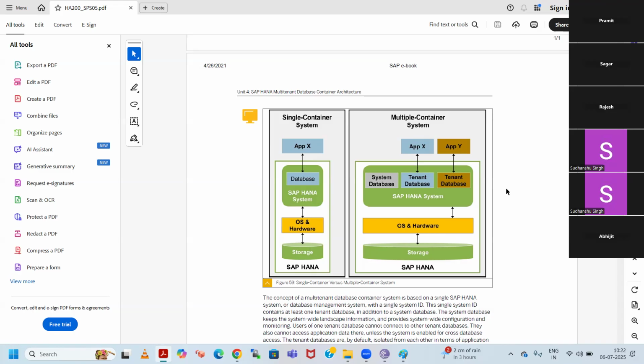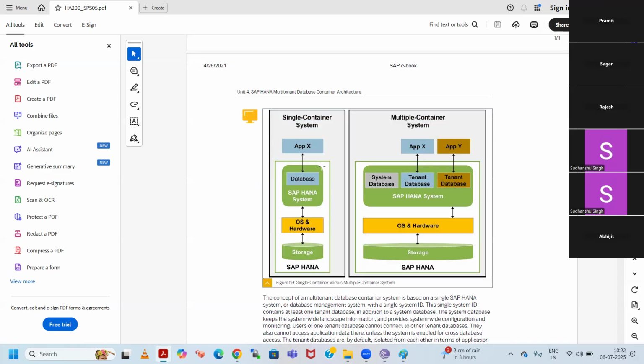Absolutely correct. So understand, single database means only a single DB. Here they have given application X, but as I told you, if you have a good amount of space available, you can have application Y also on the same DB as well.